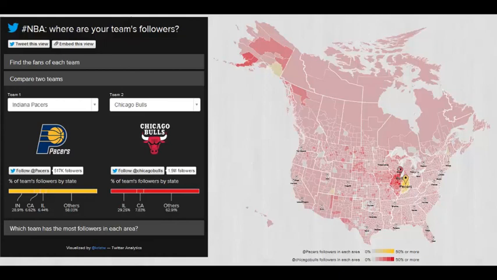More recently, Twitter has come out with their basketball map that shows followers based on different teams. What I did here was compare the Pacers versus the Bulls. The Pacers have a very, very high concentration in Indiana. If we look at the Pacers compared to the Bulls, Bulls fans are much more spread out, a much more dispersed pattern. They're pretty much found everywhere when we compare them to Pacers fans, which are much more clustered, with a higher concentration in Indiana, whereas Bulls fans are much more popular nationally.